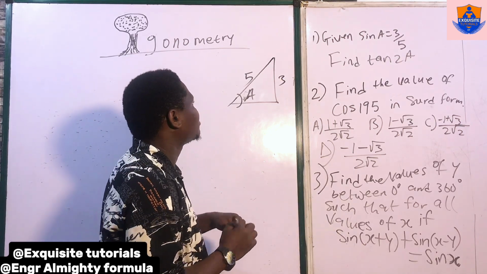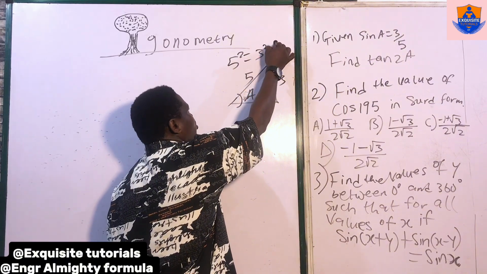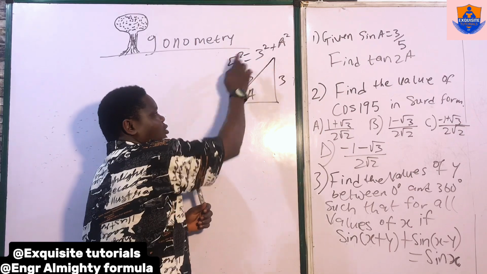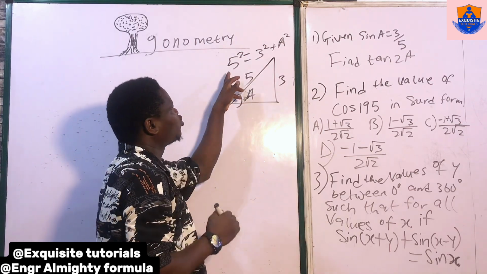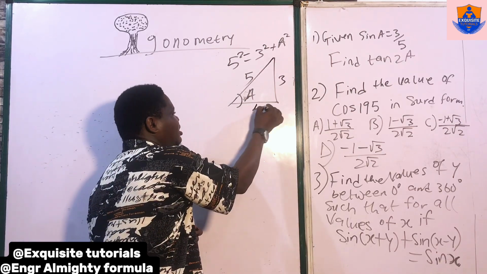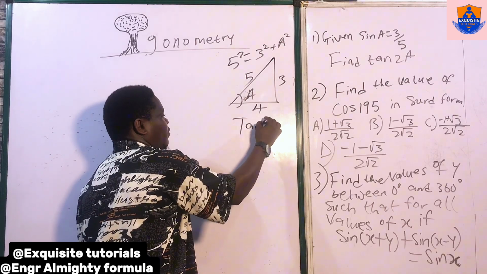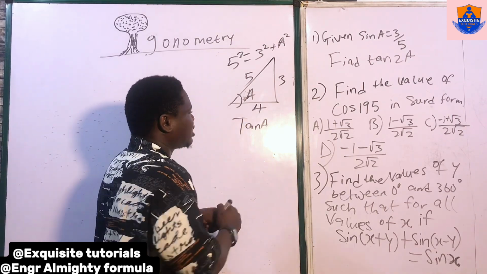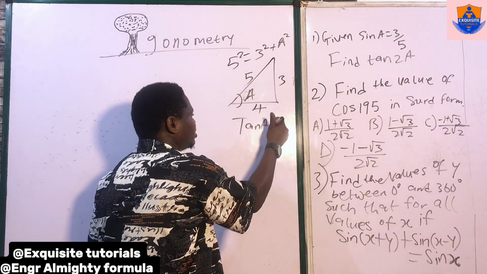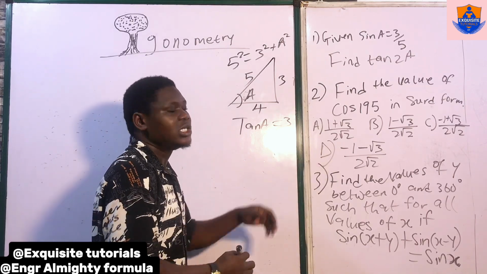Pythagoras theorem says that the hypotenuse squared is opposite squared plus adjacent squared. So 5 squared minus 3 squared is 25 minus 9, and that's 16. When you square root it, you get 4. So this side is actually 4 units. What will be tan A if sine A is 3/5? With respect to this angle, we have opposite, which is 3, all over adjacent, which is 4. So our tan A is 3/4.